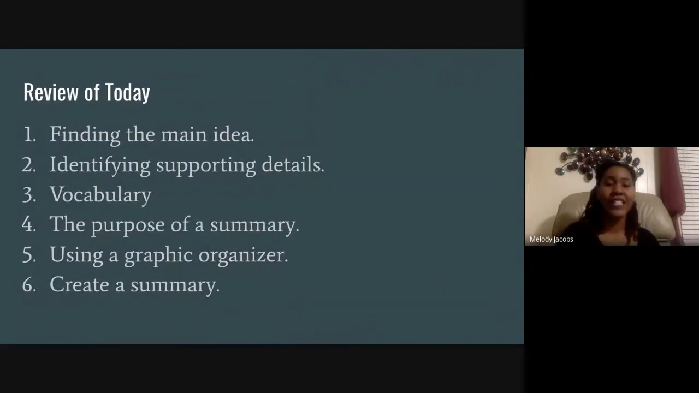All right, so that is the lesson for today. I'm going to do a quick review so that everyone is on the same page about what we covered, and then I will talk more about what we will be doing tomorrow. So first, we worked on finding the main idea. Second, we identified supporting details. Third, we went through the vocabulary that will be important for the rest of this week. Four, we talked about the purpose of a summary. Five, we created and used a graphic organizer to highlight the main idea and key details in the story. And six, we used that graphic organizer to create a summary.